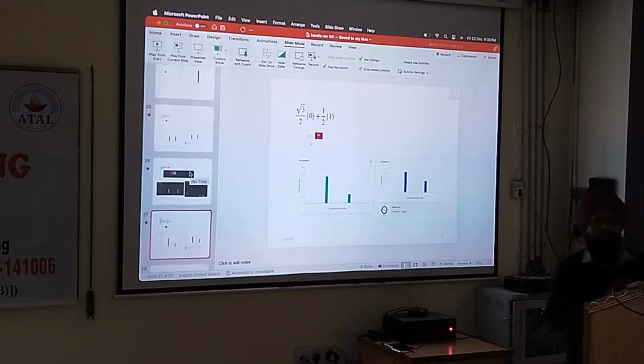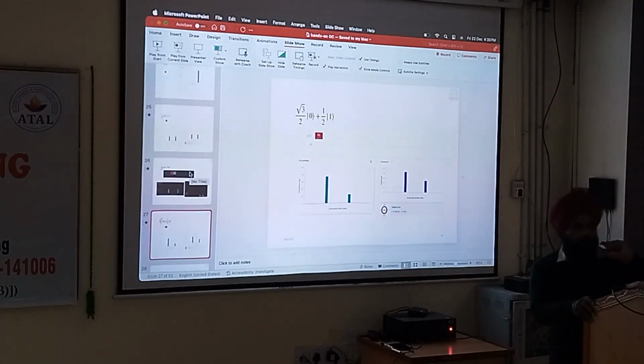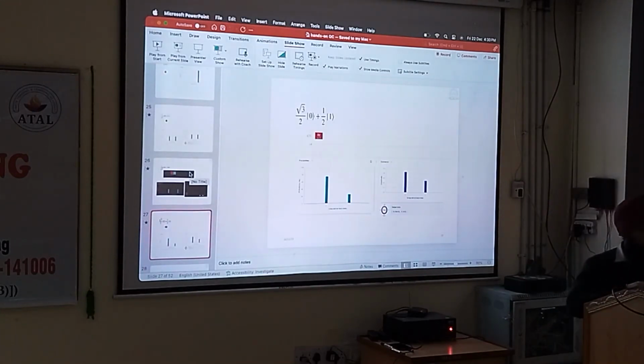This is the next question, where we use root 3 by 2. Half we gave to 1, but 3 by 2 we gave to 0. We can't distribute the probability 50-50, it has to be separate. For that, what do we do?